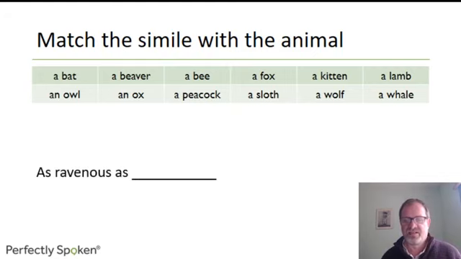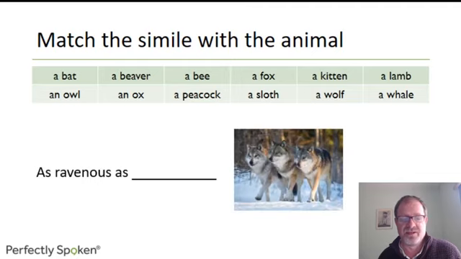As ravenous as. Ravenous means incredibly hungry, desperate to eat. And for this we use this animal, which is associated with having a voracious appetite, as it were. And it is, of course, a wolf. It's ravenous as a wolf. It means you're incredibly hungry and you devour whatever you're given.